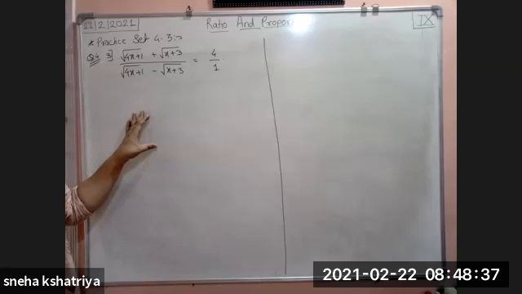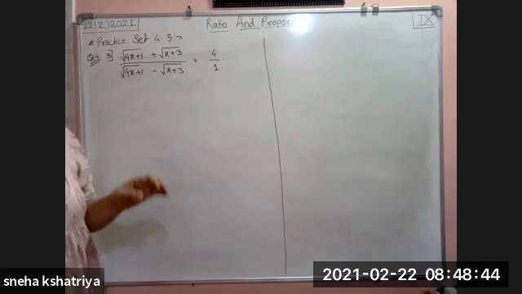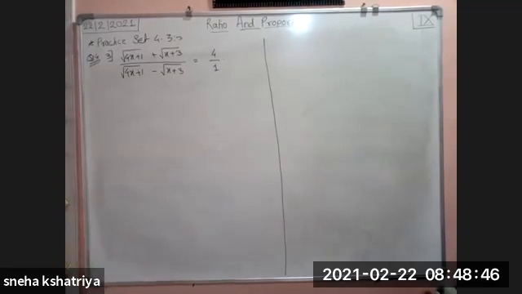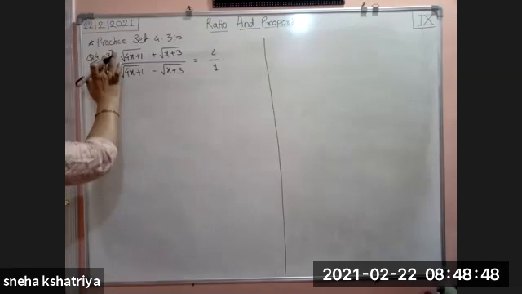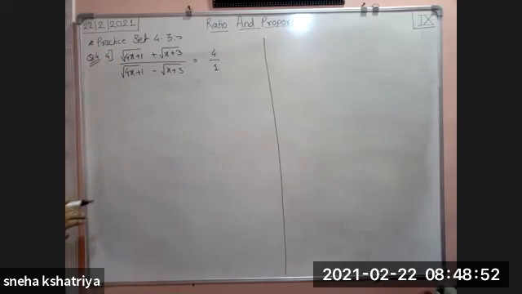Part of this chapter, that is ratio and proportion. That is from practice set 4.3. We have completed 3 examples from question number 4. And today we are going to see our 4th example of that practice set 4.3.